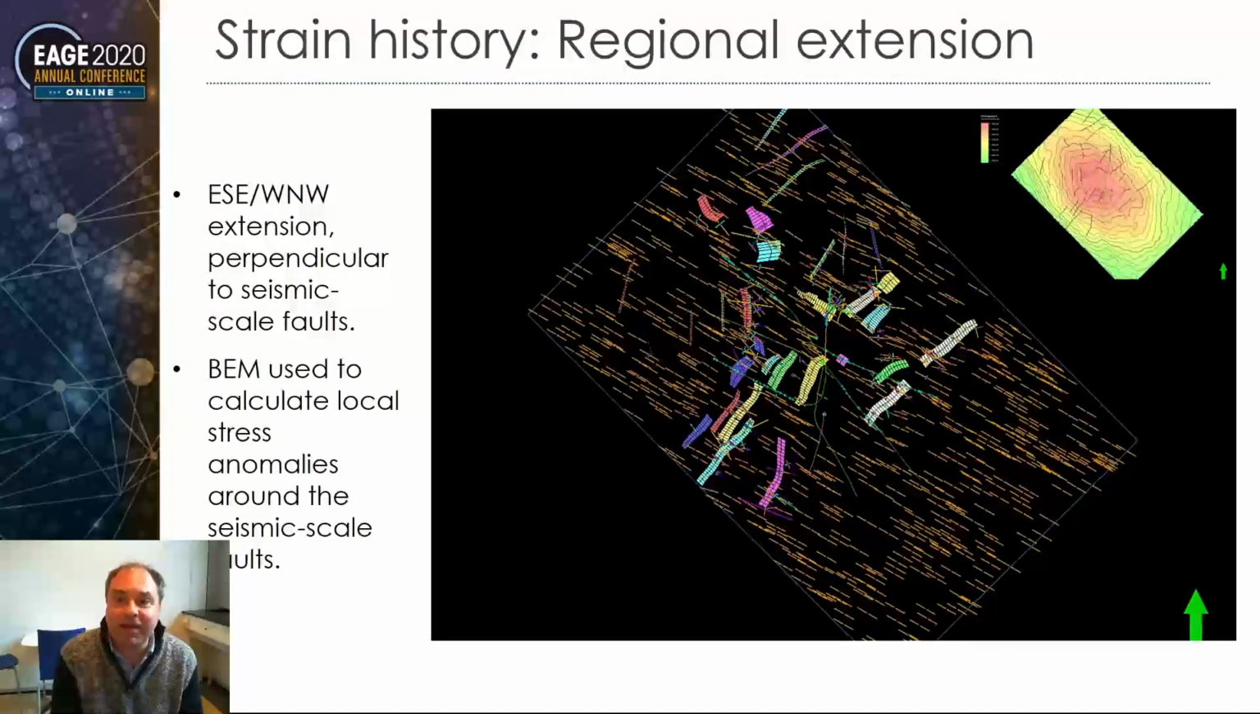Now, in the cracker case, there are two possible sources of the strain. Firstly, we can model an east-south-east, west-northwest regional extensional strain, which would correspond to the regional fracture set that we saw on the borehole image data and to the larger faults mapped on the seismic. We can use a boundary element method to calculate the local stress anomalies that will be generated around the seismic scale faults as a result of this regional strain.